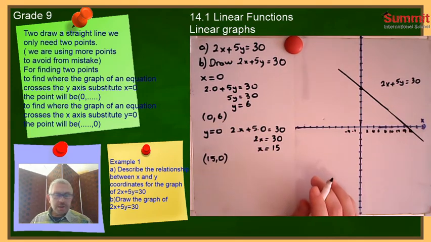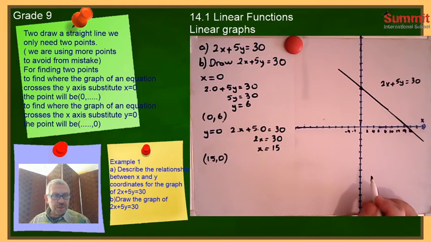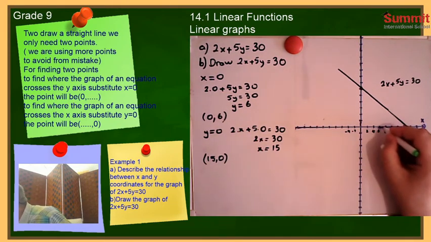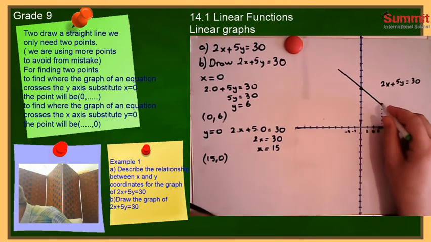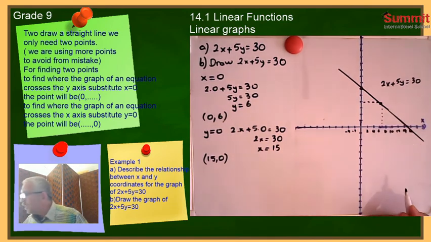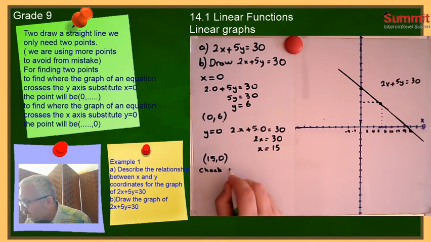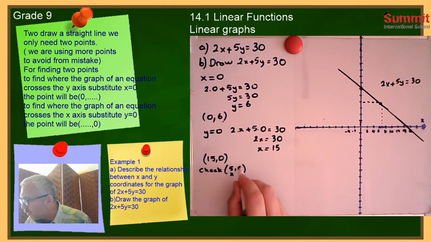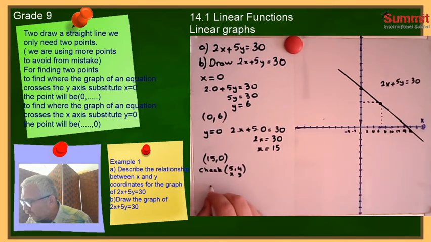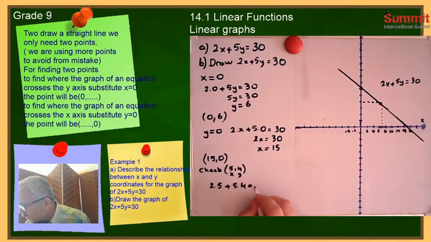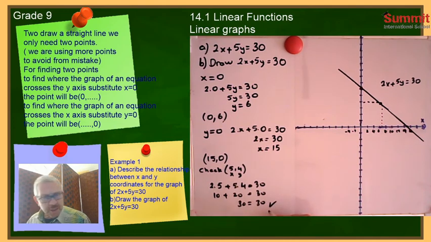Now we can get another point to check our result. Here we can take the point 5 and 4. x is 5, y is 4. Now it will be here. Is this point true or not? For checking, instead of x I am going to put 5, instead of y I am going to put 4. 2 multiplied by 5 plus 5 multiplied by 4 is equal to 30 or not? 10 plus 20 is equal to 30, and 30 is equal to 30. Yes, our solution is true and I did check.